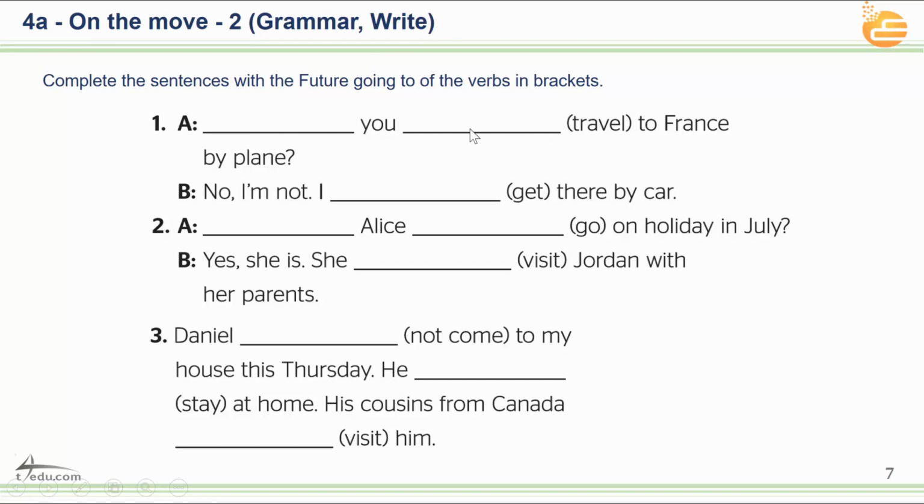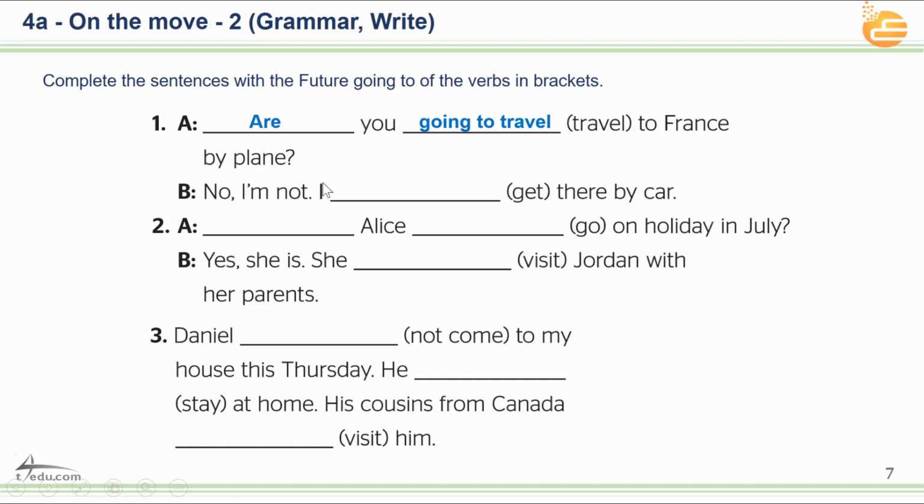What do you think? Going to. Okay, we said going to. What about the verb? Travel. Going to travel. Exactly. Are you going to travel to France by plane? So can you see the verb travel? We don't add ed, we don't add ing, we don't add s, we don't change anything. The verb in the base form, the verb as it is, travel. We don't change anything. Very nice.